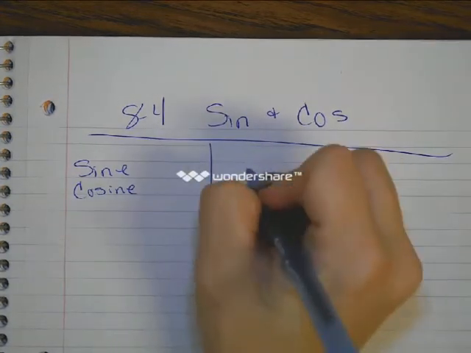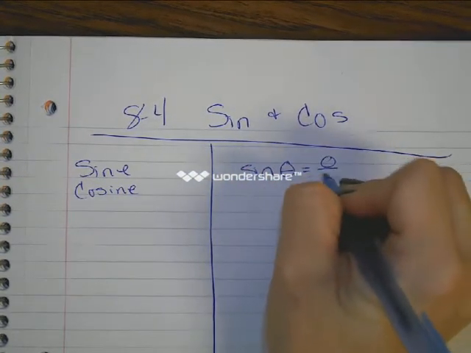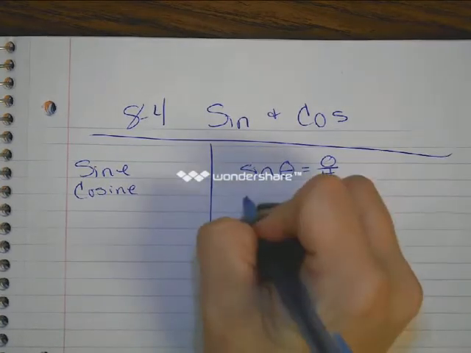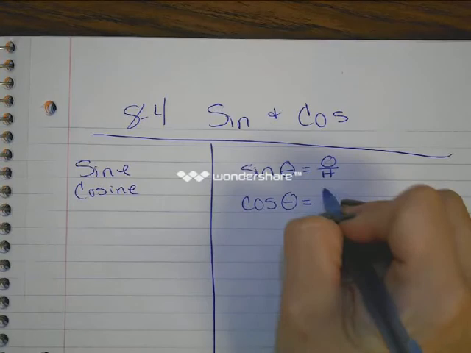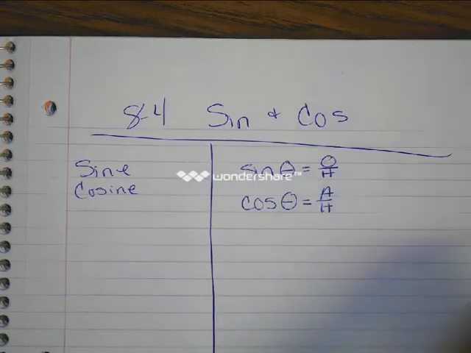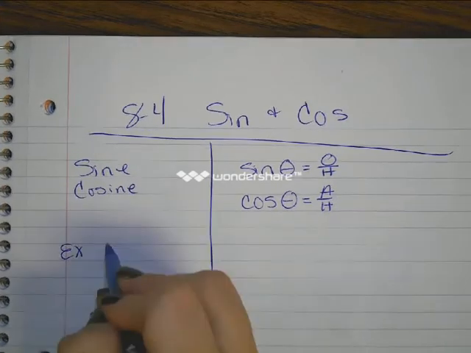So the sine formula is sine of theta equals opposite over hypotenuse, and cosine is cosine of theta equals adjacent over hypotenuse. So let's just go straight into our first example so you can see how to figure out which formula to use.